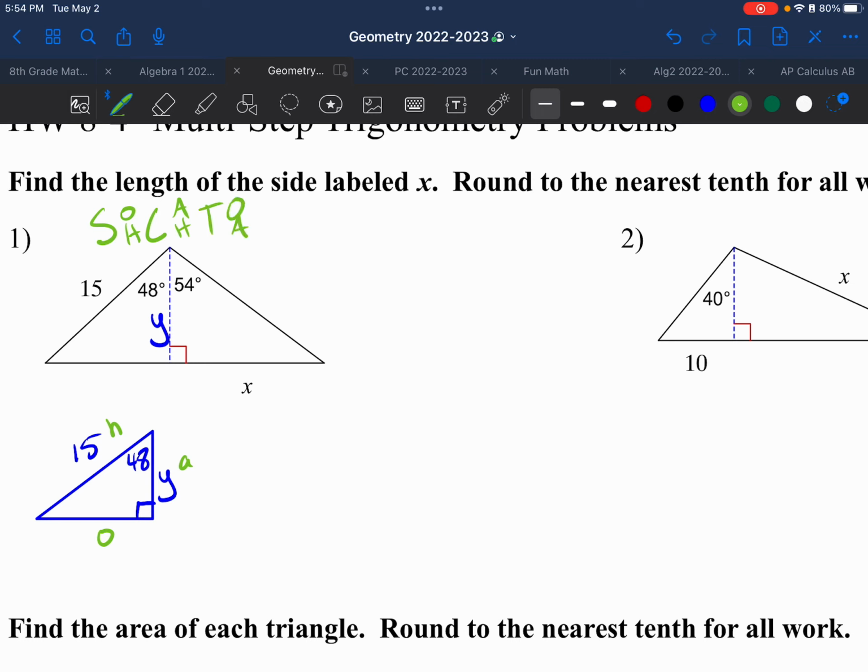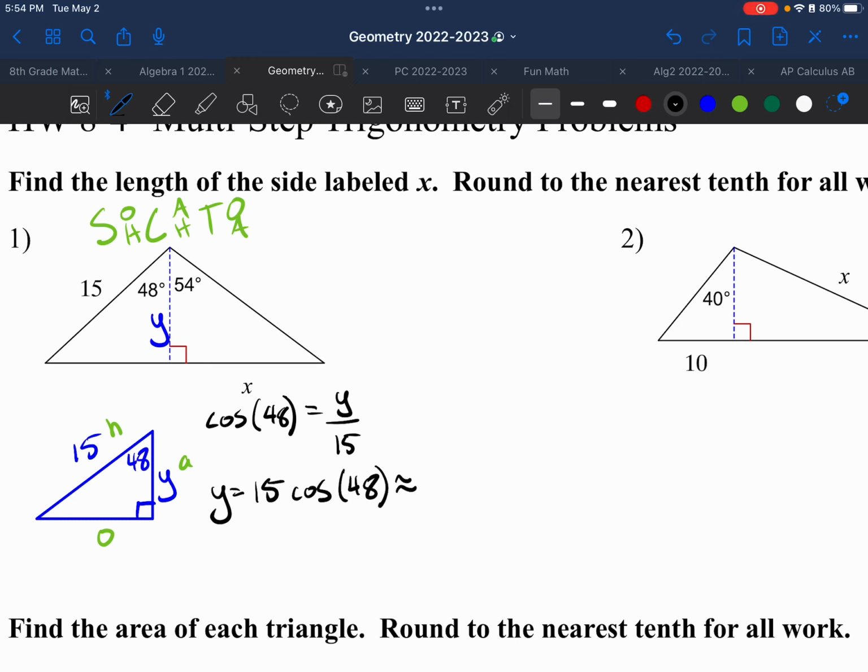SOHCAHTOA. Notice that we do not want O at all. So I'm not using O, and that means I'm using cosine. So let me set up cosine. I have cosine of our angle, 48 degrees, and that's always going to be equal to adjacent over hypotenuse. Our adjacent is y, our hypotenuse is 15, and then it's very easy to solve. I just multiply both sides by 15, and I get y is equal to 15 cosine of 48.